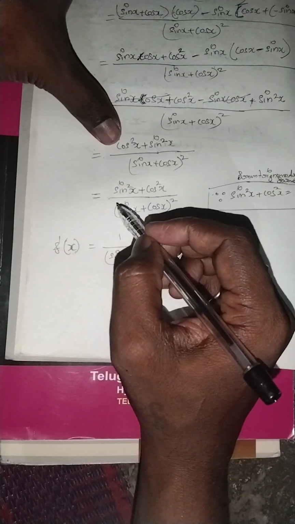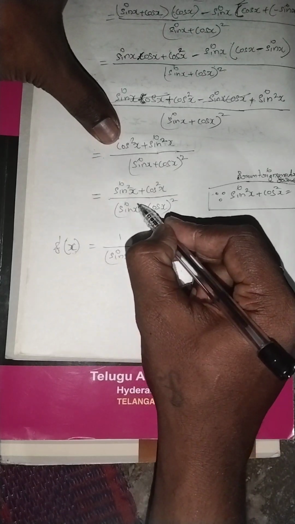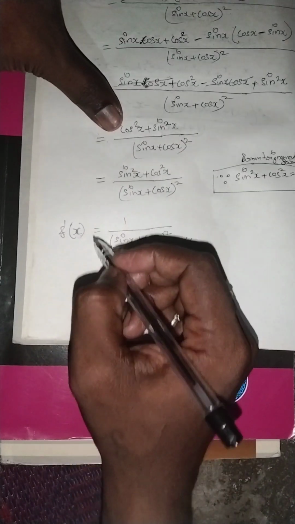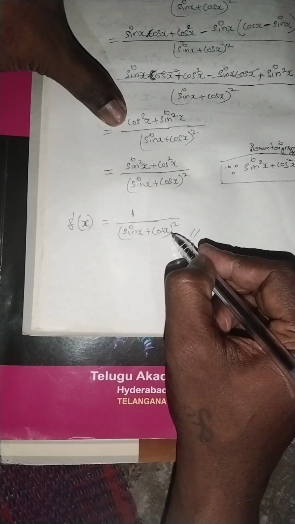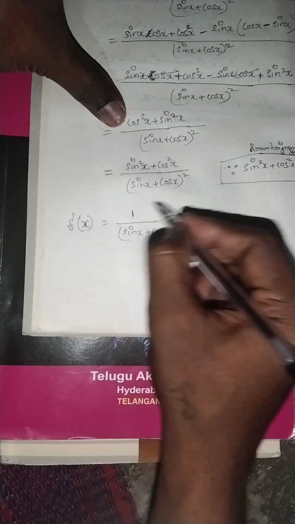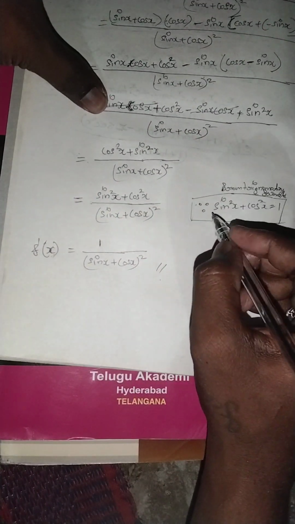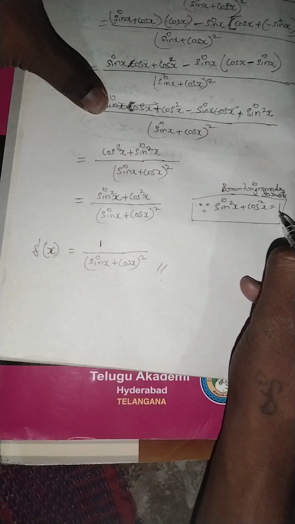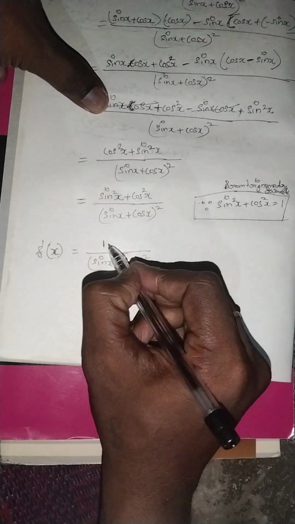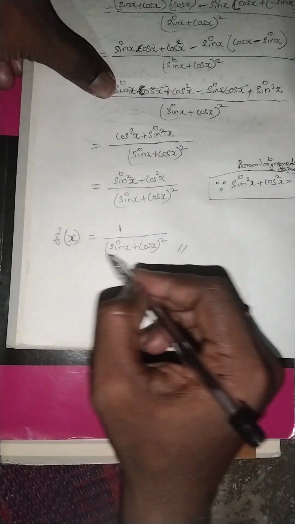In the right form: by sin x plus cos x whole square equal to 1 by sin x plus cos x whole square. Why I write here 1? Because we have a formula from trigonometry, sin square x plus cos square x equal to 1. That's why I write here 1. This is our final answer.